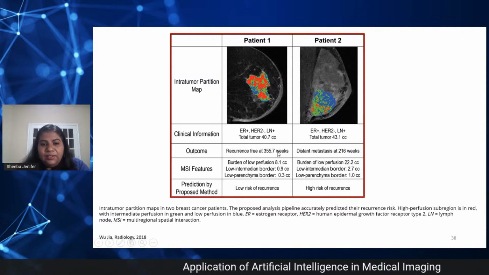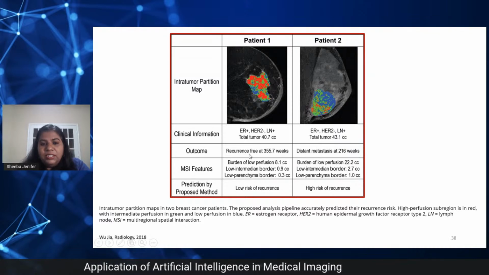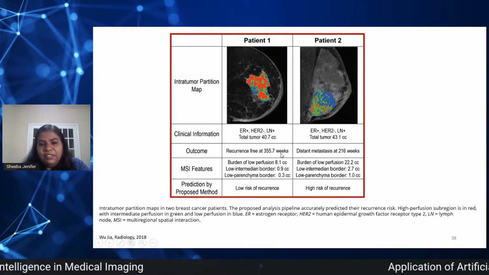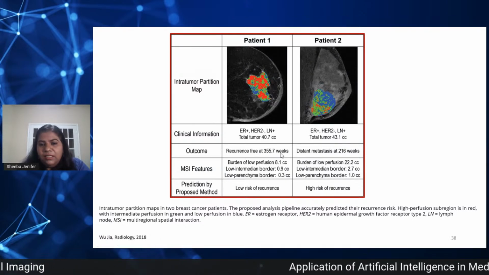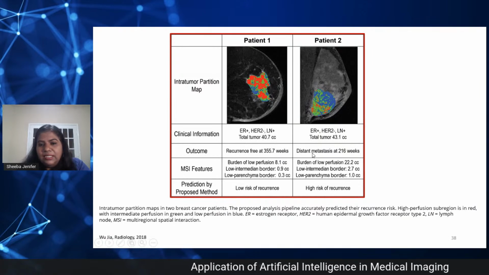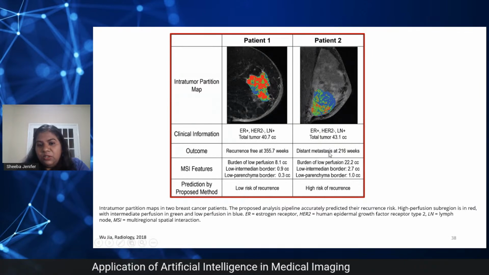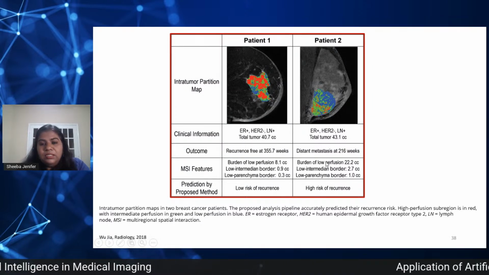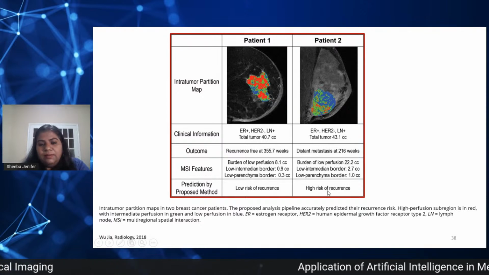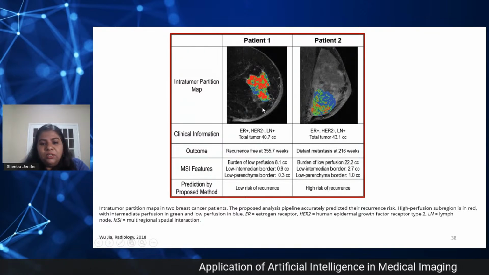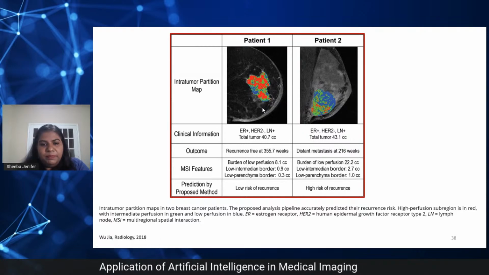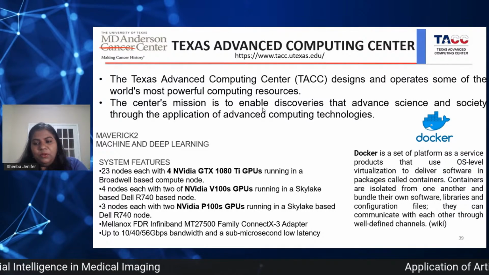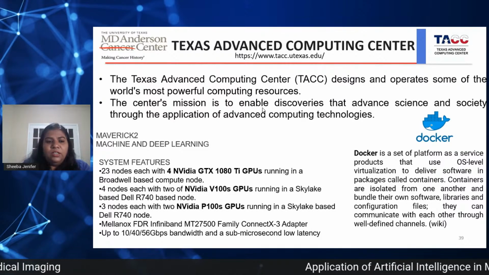And the outcome is correct, right? The patient is recurrence free after 355 weeks. Even after 355 weeks, the cancer did not return, whereas in the other patient there is a distant metastasis, which means the tumor grew back after 216 days, about 16 weeks. So this is how we predict whether the cancer is of high risk or low risk, or whether the cancer will repeat or not. Okay, so that's an overall idea about the cancer research going on in our lab.